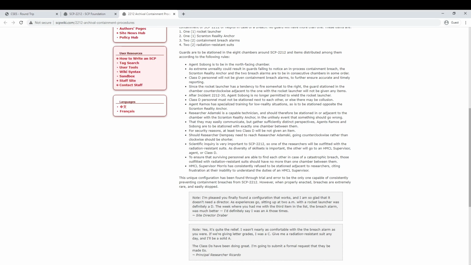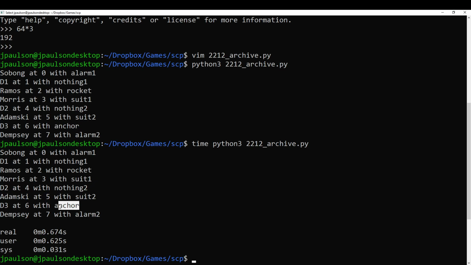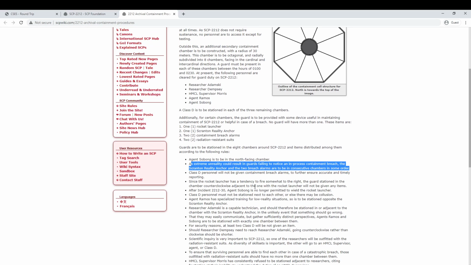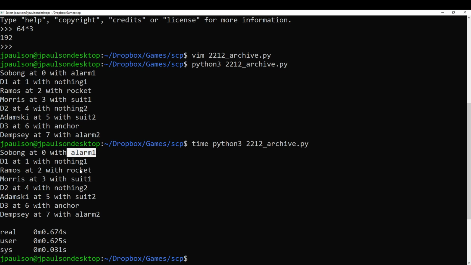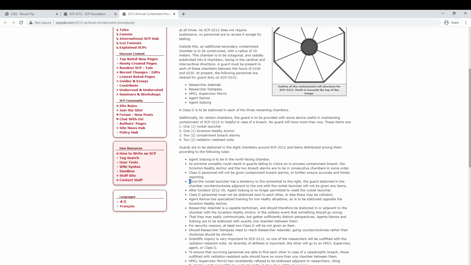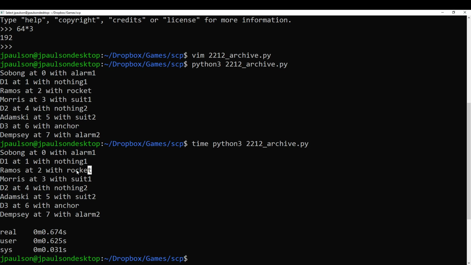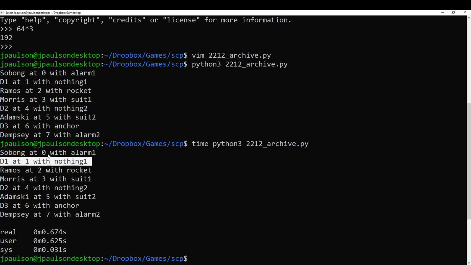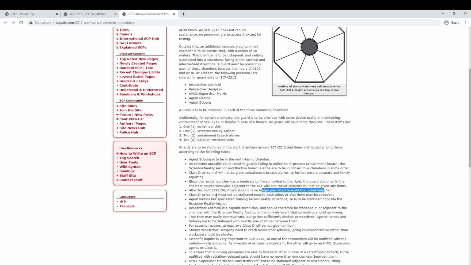Sovan is supposed to be north, at position 0, so that's good. The anchor and the breach alarms are supposed to be next to each other. So there's the anchor, and there's the 2 alarms, and they're at these positions, 6, 7, and 0, which are next to each other. D cannot get any alarms. This guy has nothing in the anchor, so that's fine. There shouldn't be anything to the left of the rocket launcher. So the rocket is here, and indeed, this guy has nothing. Sovan should not have the rocket launcher. Yes, that's right, he has an alarm.